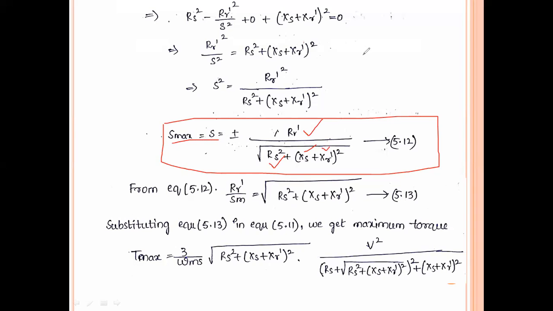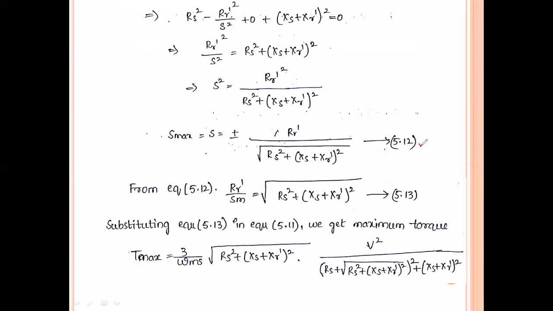So the maximum slip will be calculated with the help of equation 5.12. And in order to get the maximum torque, because our aim is to attain the maximum torque value, from equation 5.12 a few terms are rearranged. This denominator has been shifted to here, and this s is shifted to here. So we will get this equation 5.13.